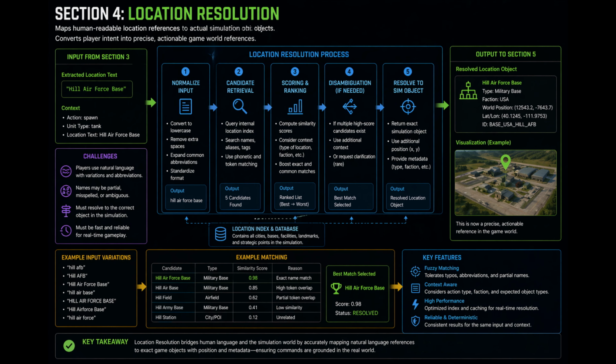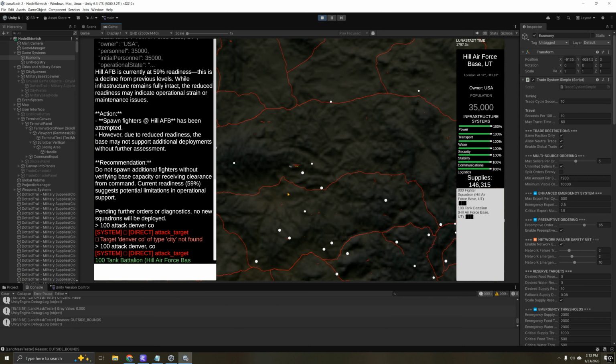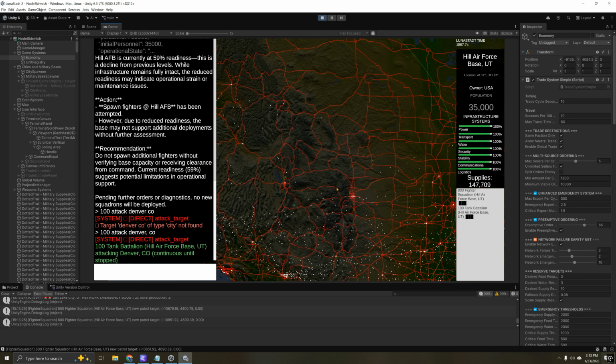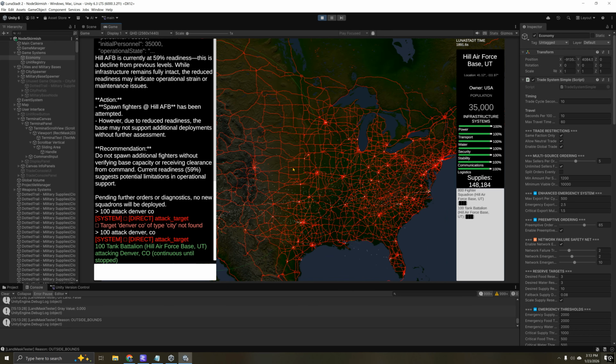Once the command has been parsed, the system must resolve human-readable references into simulation objects. This is handled by the location resolver. Its role is to map inputs such as Hill Air Force Base into actual entities within the simulation, such as a military base sim instance with defined coordinates and properties. This system supports fuzzy matching, partial naming, and tolerance for minor input variation. This ensures usability without requiring strict syntax.